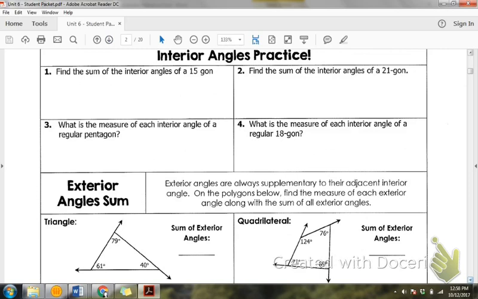A 100-sided figure would be called a 100-gon. You know, pretty original here. So the one that has a special name is 20, and that's called an icosagon, but you don't need to know that. Okay, so find the sum of the interior angles of a 15-gon.